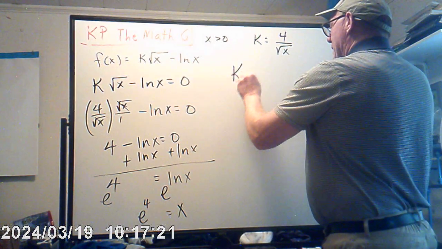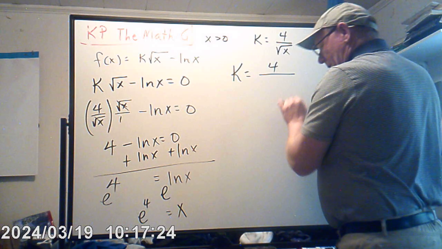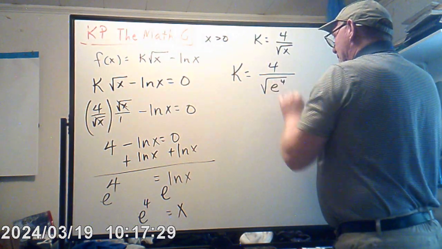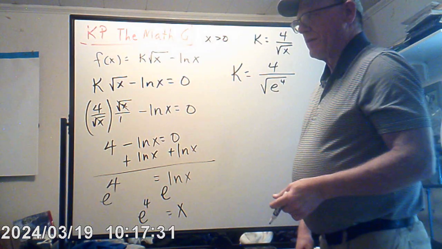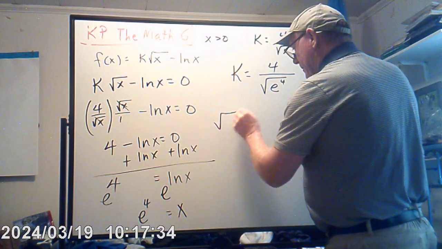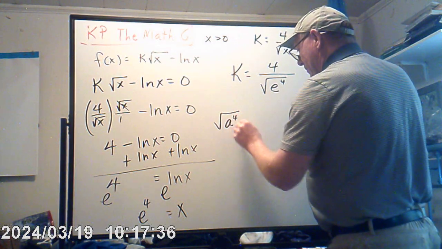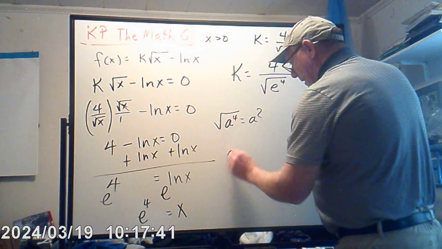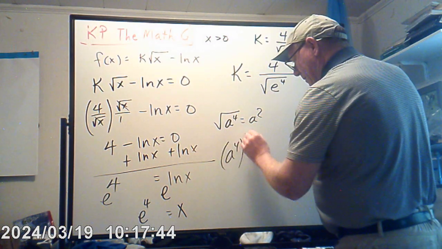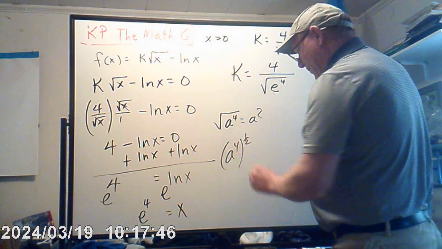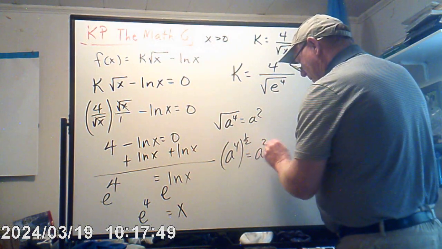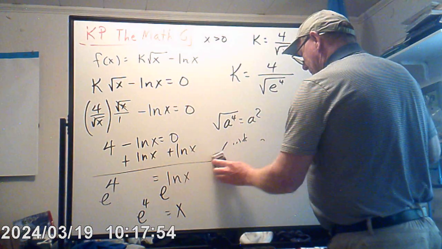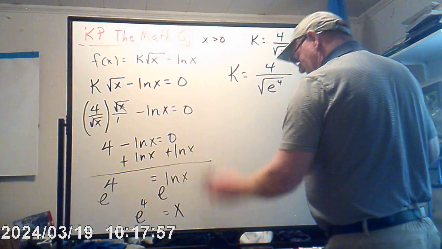So k is equal to 4 over the square root of e to the 4. What is the square root of a to the fourth? It's a squared, isn't it? It's like saying a to the fourth raised to the 1/2, and 1/2 of 4 is 2. That would be a squared. So that's what we have here. But it's not a we're looking at, we're looking at e, aren't we?